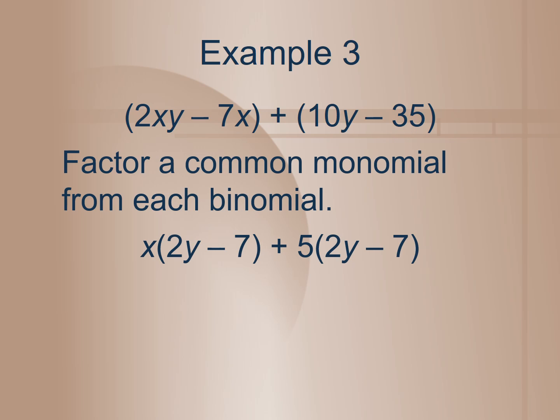And then you'll notice, hey, there's a 2y minus 7, and there's a 2y minus 7, which means that this term, because that is one term, and this term, they have in common a 2y minus 7. So I'm going to factor out that 2y minus 7, which leaves me x plus 5 as my other factor.